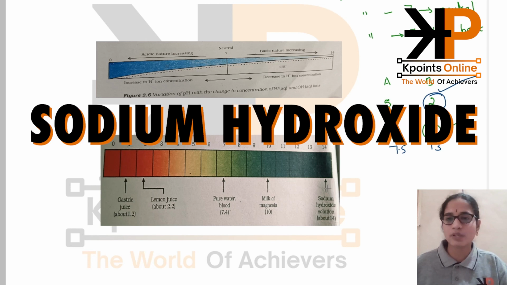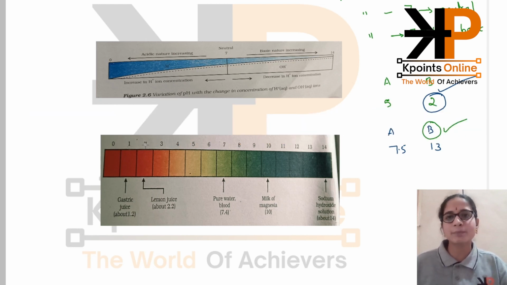Here are some pH values of substances like gastric juice, lemon juice, pure water, milk of magnesia, and sodium hydroxide. How can you find out the pH value? You have to take the universal indicator strip. Then you have to dip it in the solution whose pH value is to be tested.